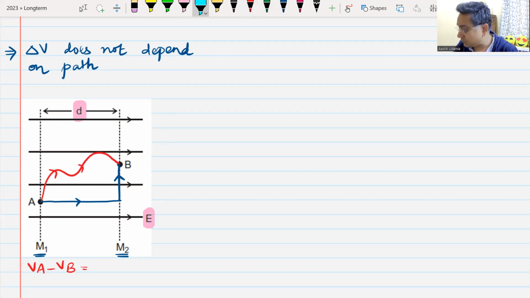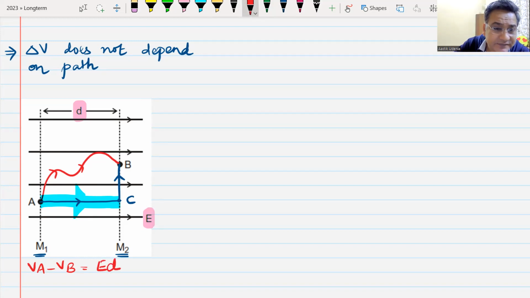So I'm going to go on this blue path. When I go from A to C, let me call this point C, I am moving in the direction of the electric field. The change in potential will be E into D. When I move from C to B, there will not be any change in potential. So the potential difference between A and B will be the same as between A and C, and the answer is E multiplied by D. Do we understand this? Yes, sir.